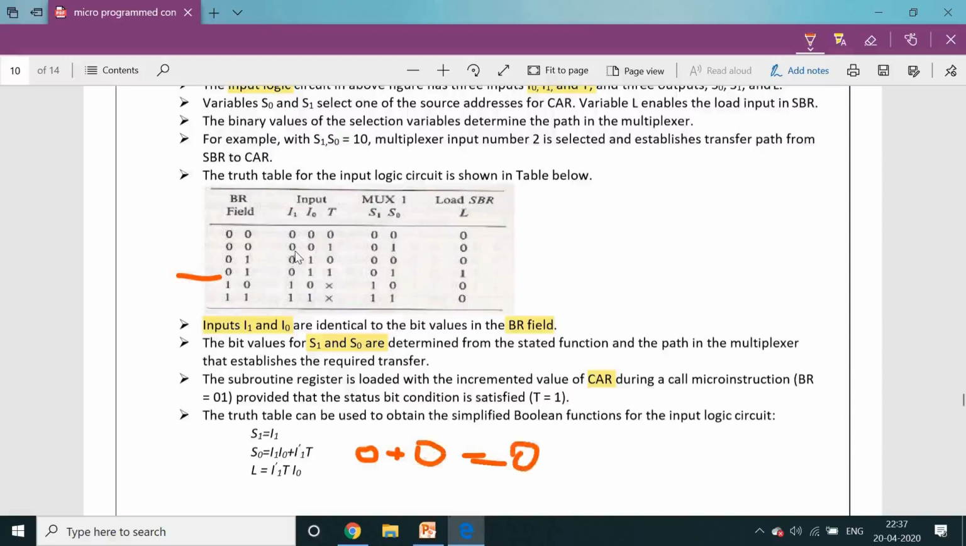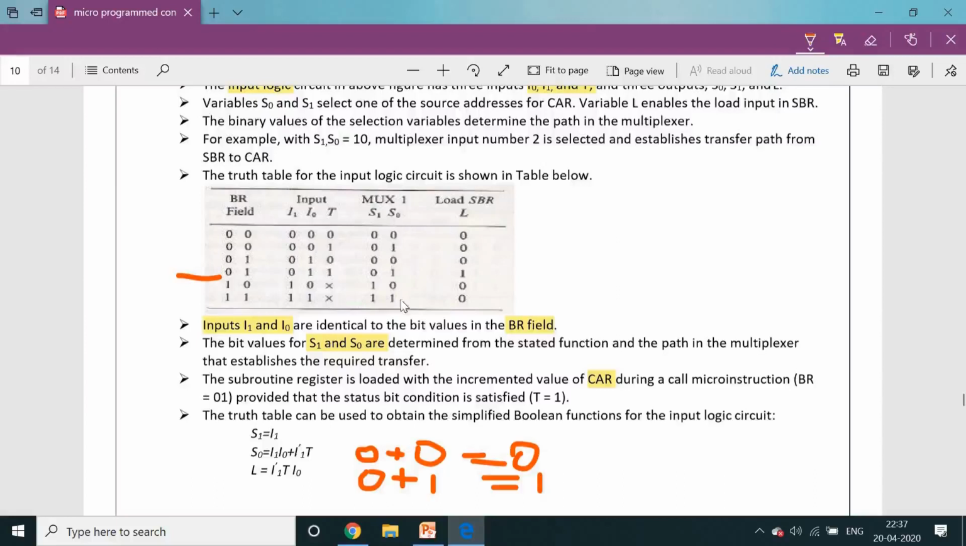Coming to the next one, I0, I1 are 0, 0. For the AND gate, if any one input is 0, the output equals 0. Next is I1 bar T. I1 is 0, complemented it is 1, and the T value is 1. Both inputs are 1, so the output equals 1. Then the OR gate is there, where this plus indicates the OR operator. In this case, 0 plus 1 equals 1. So the S0 output equals 1.